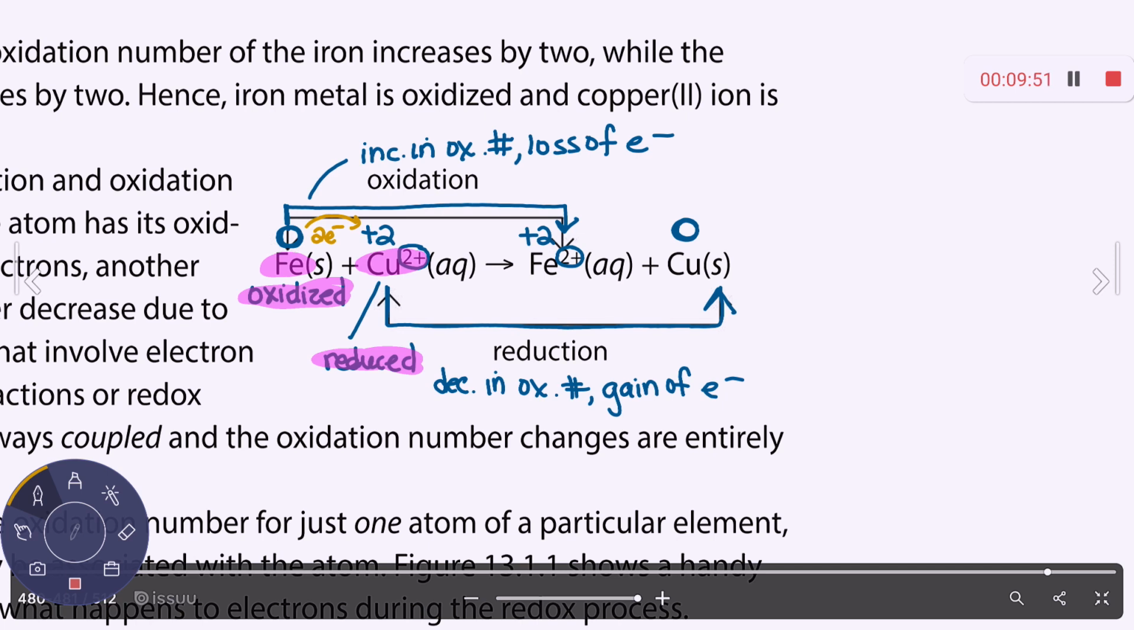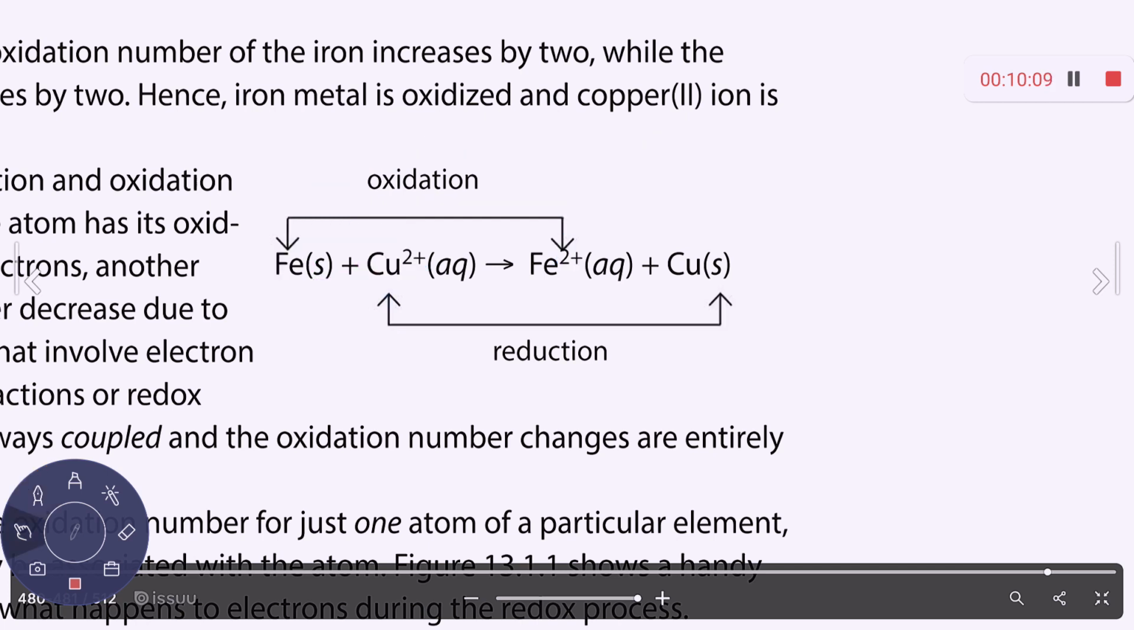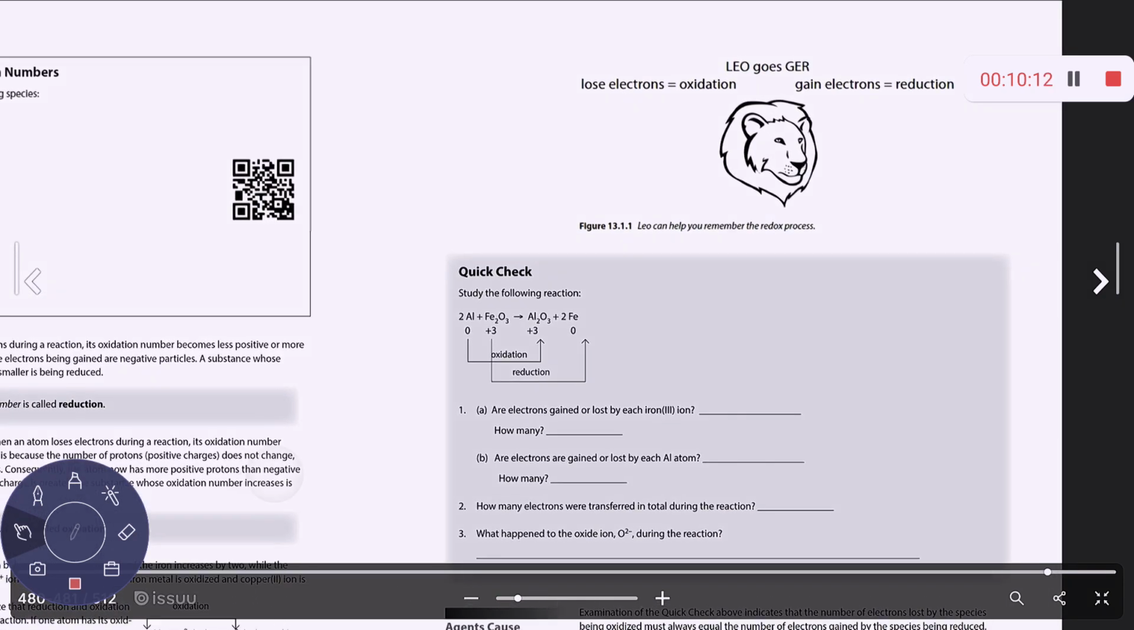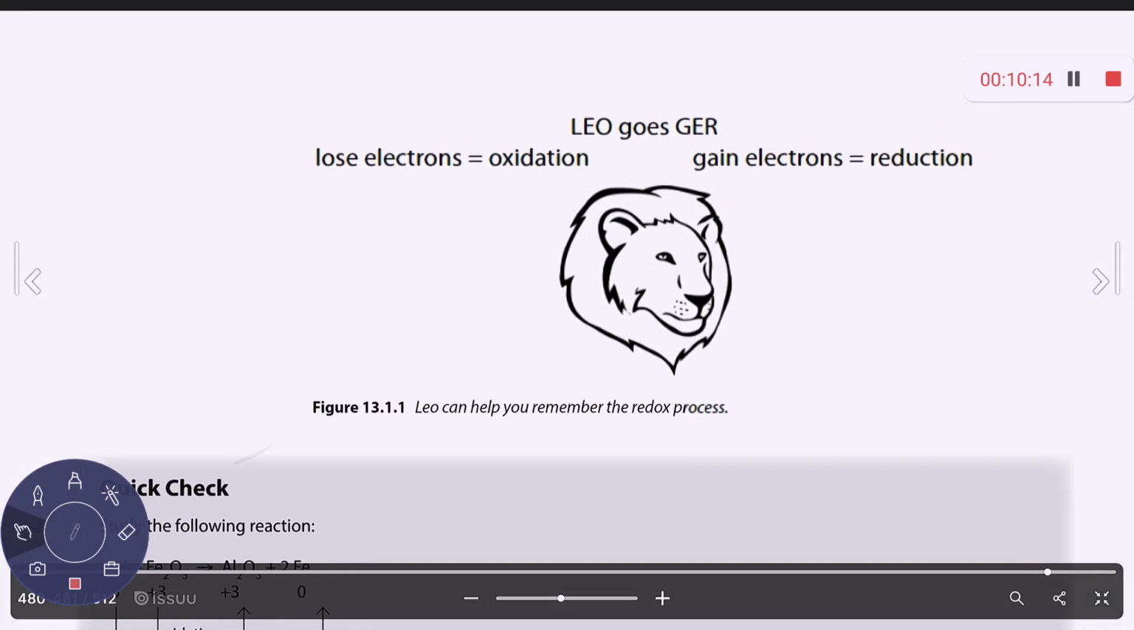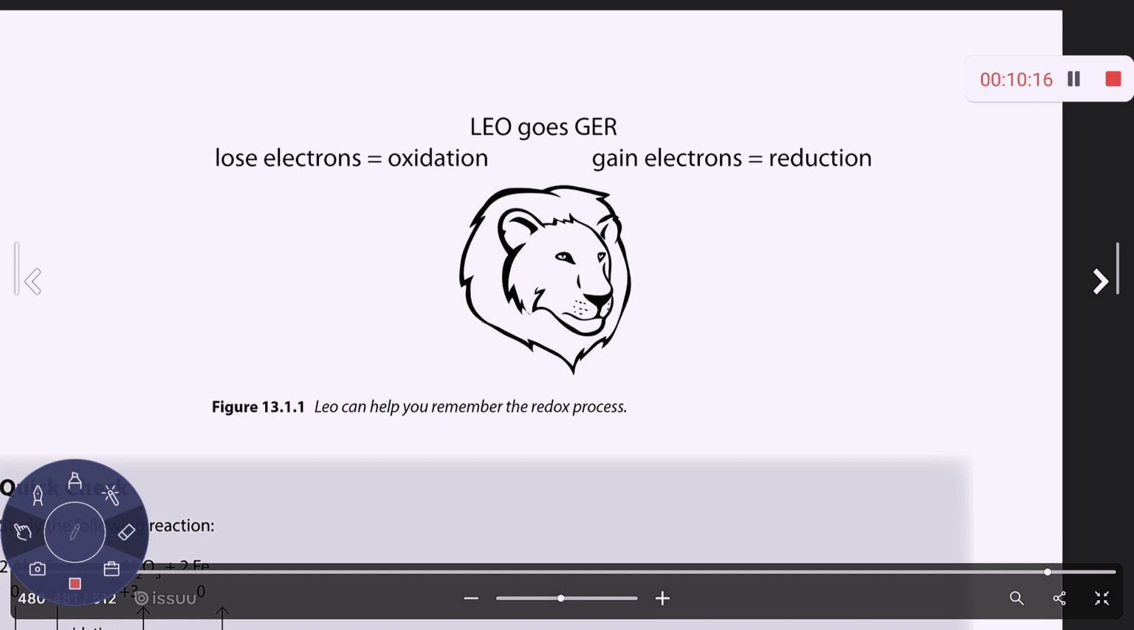Okay, let's take a look at the next page. On the next page, there's a mnemonic that you can remember to help you with what is oxidation and what is reduction, okay? So here we covered that loss of electrons is oxidation. So if you abbreviate that as LEO, and then gain of electrons is reduction, that would be GER. So Leo the lion goes GER is a really good way to help you remember loss of electrons is oxidation and gain of electrons is reduction, okay?